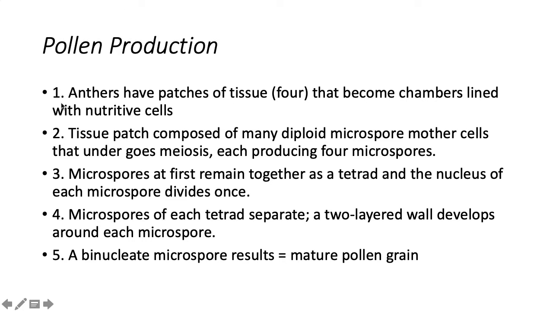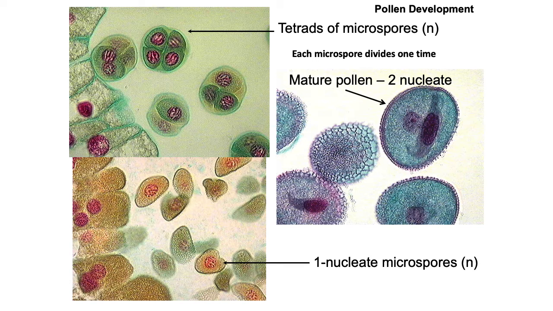Okay, so on the male side we have anthers, and you're going to see that the anthers have these 4 chambers, and they're lined with cells that provide nutrition. Inside the chambers we're going to find microspore mother cells, and they will go through meiosis and produce 4 microspores. At first, the microspores are arranged in a tetrad. Actually, I'll just show you right now. So this is a tetrad.